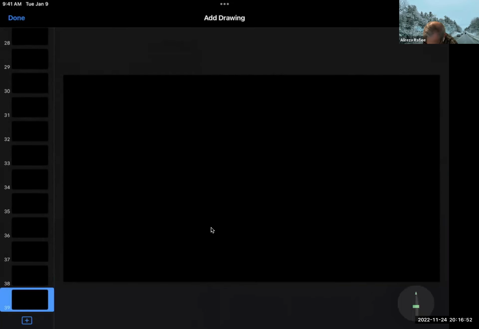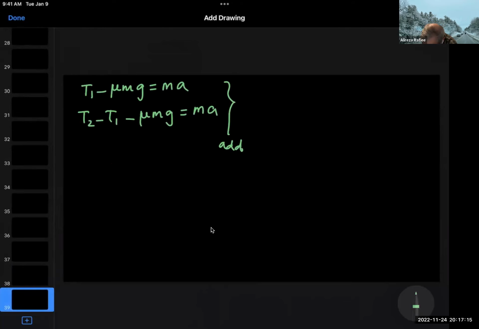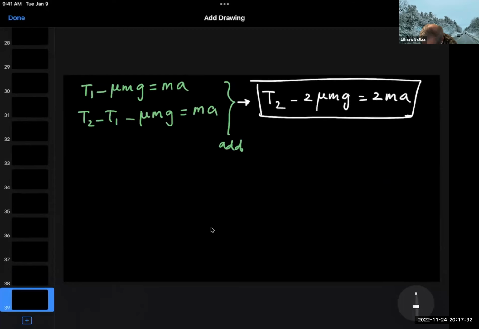So I have T1 minus mu mg equal to ma. And then I have T2 minus T1 minus mu mg equal to ma again. Just add them together. And so what you would get is T2, this minus T1 cancels T1, minus 2 mu mg equal to 2 ma. That's a new equation, has only T2 and A.